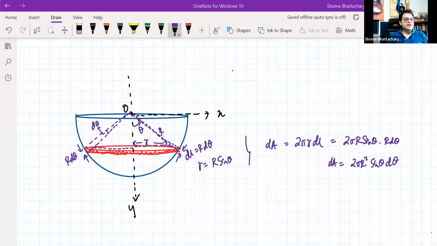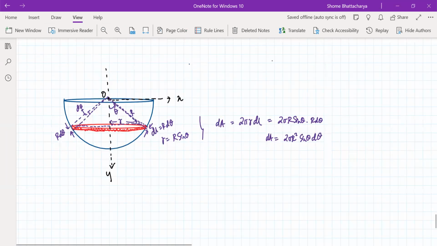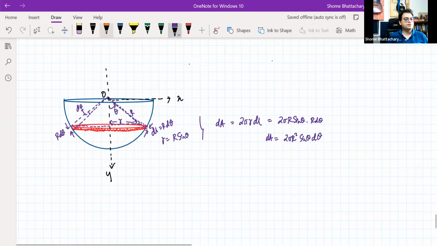In case you have taken the angle with the x-axis as theta, then you'll get cos theta. Eventually you get the same result, but the limits of the integration will be reverse of what I am getting, because I am taking the angle with respect to the y-axis.